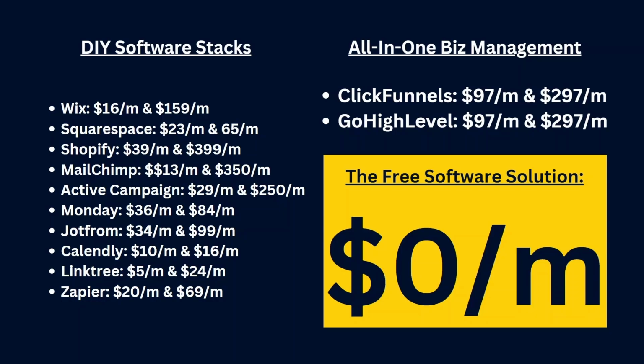ClickFunnels, they were just a funnel builder at one point, but they created an all-in-one marketing platform to be able to do all of these things. And then Go High Level, they're very new to the market, and they both cost anywhere from $100 to $300 a month to run. So the difference between them and the free software solution is the free software solution is an all-in-one marketing platform as well, but we've eliminated the need to pay for any software.